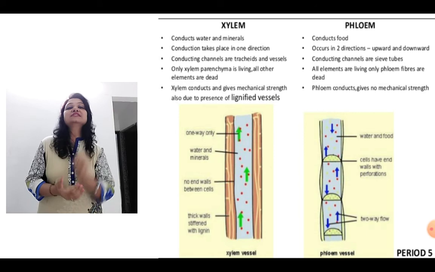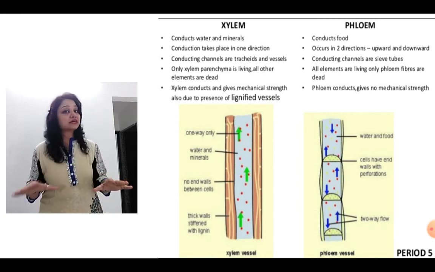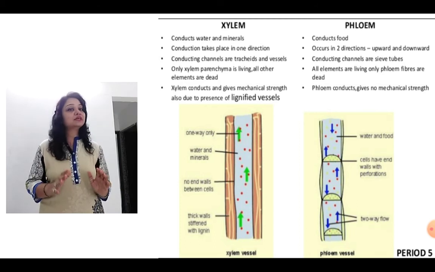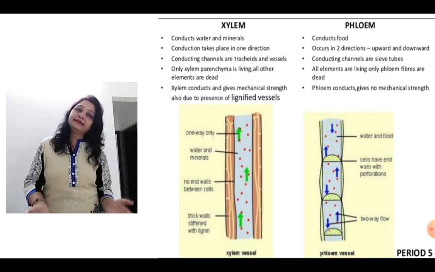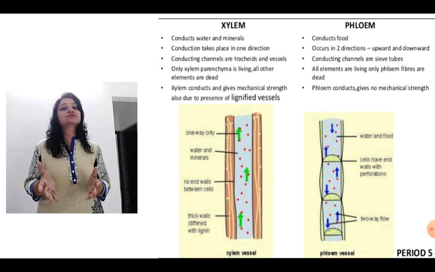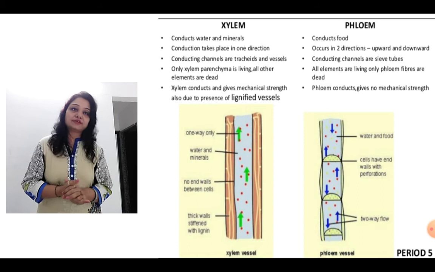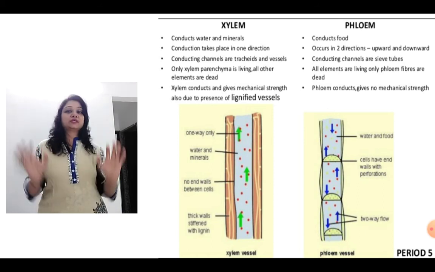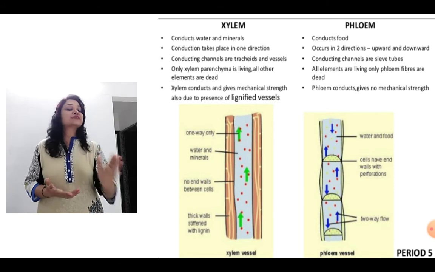In xylem, only the parenchyma is living, all other elements are dead. Whereas in phloem, all the elements are living, only the phloem fibers are dead. Xylem conducts and also gives mechanical strength due to the presence of lignified vessels, whereas phloem conducts and gives no mechanical strength, right? So these are the differences between these two.